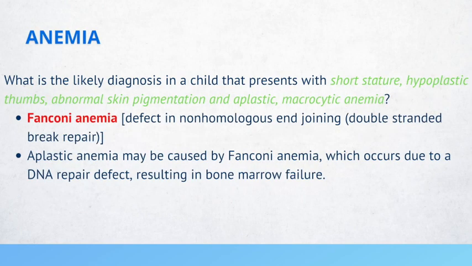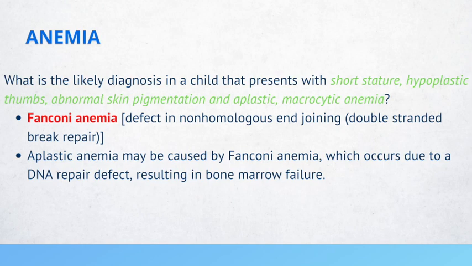What is the likely diagnosis in a child that presents with short stature, hypoplastic thumbs, abnormal skin pigmentation, and aplastic macrocytic anemia? Fanconi's anemia. This is due to a defect in non-homologous end joining or double-stranded break repair. Aplastic anemia may be caused by Fanconi's anemia, which occurs due to a DNA repair defect resulting in bone marrow failure.